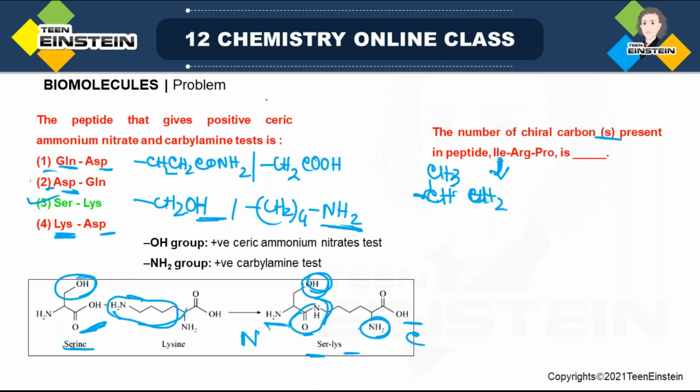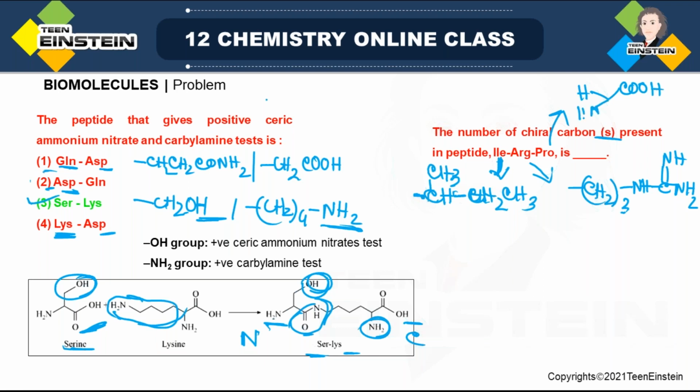So from this problem you can understand why remembering the structures of amino acids is so important. Then when it is ARG, now the R group is CH2 3 times, then NH, double bond NH, NH2. And when it is proline, there is the presence of a 2 degree amine. We know proline's structure is very unique. It is not like other amino acids. There is a 5-member ring like this. So this is secondary. But we have to find chiral carbons.